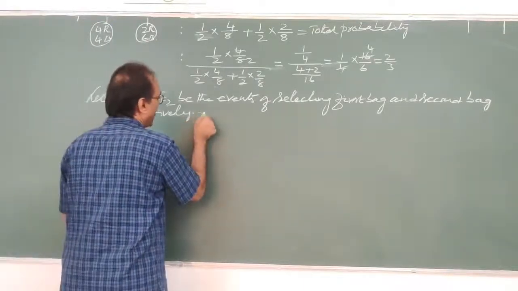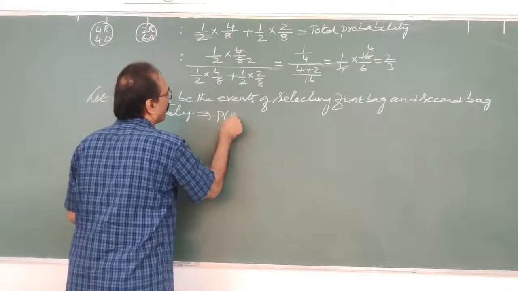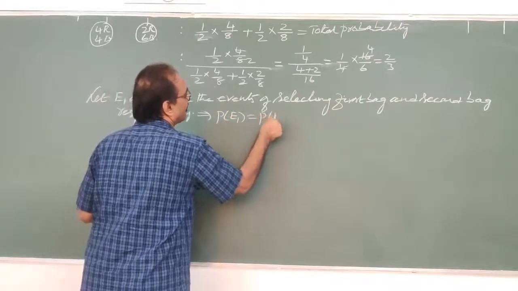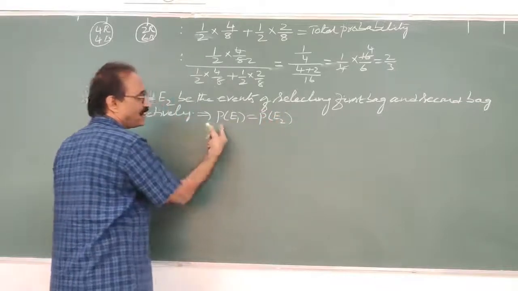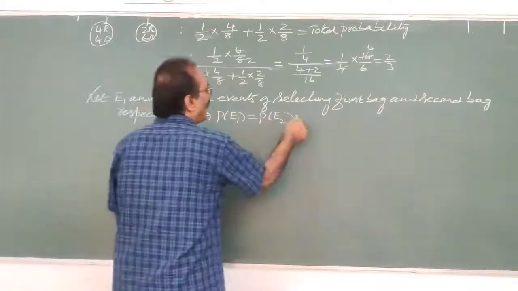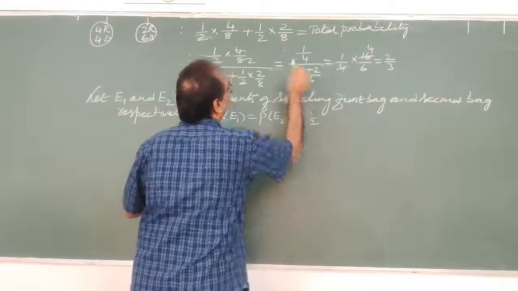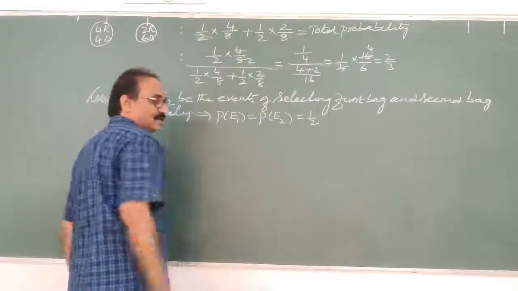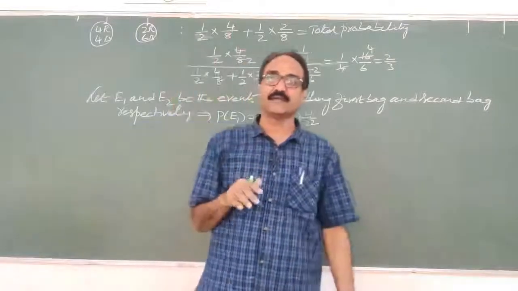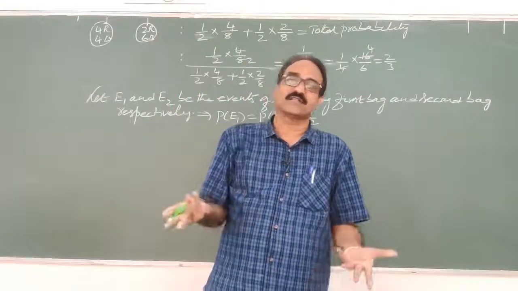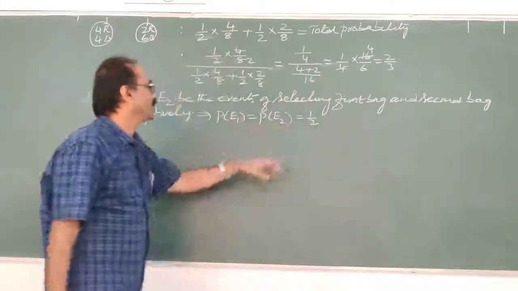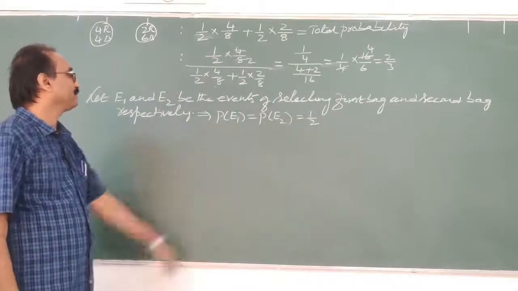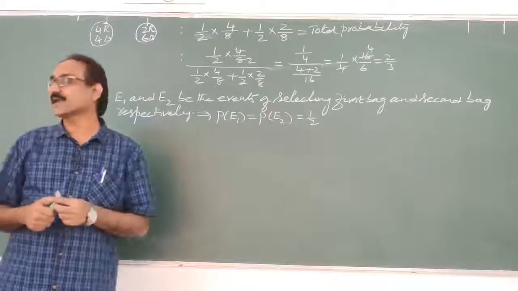This implies P of E1, the probability of selecting a first bag, is the same as the probability of selecting a second bag. So P of E1 is equal to P of E2. How much? 1 by 2. Both are the same. That's why P of E1 is equal to P of E2 is equal to 1 by 2. We wrote that. Now, next what?